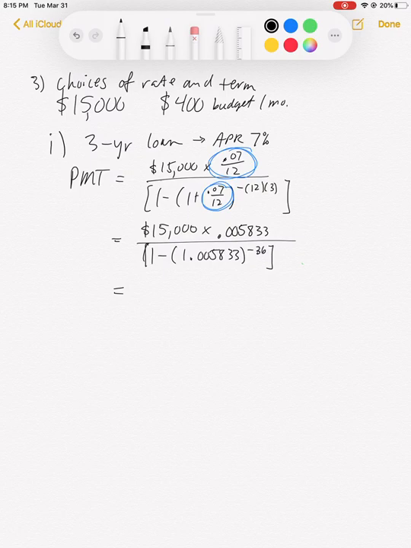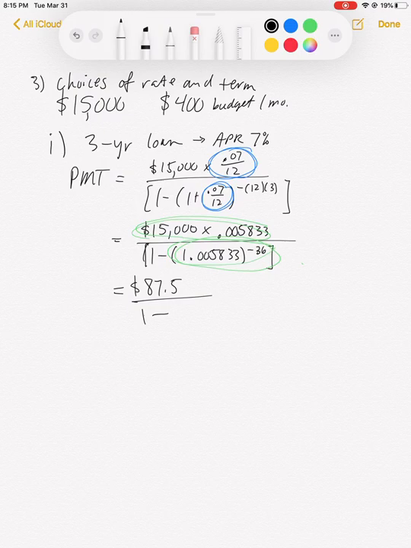Next, we're going to calculate this right here, that product. 15,000 times 0.005833 gives me 87.5. Keep our money units throughout. Then 1 subtracted. Next, I'm going to calculate this right here. Type that into my calculator, and I get 0.811.